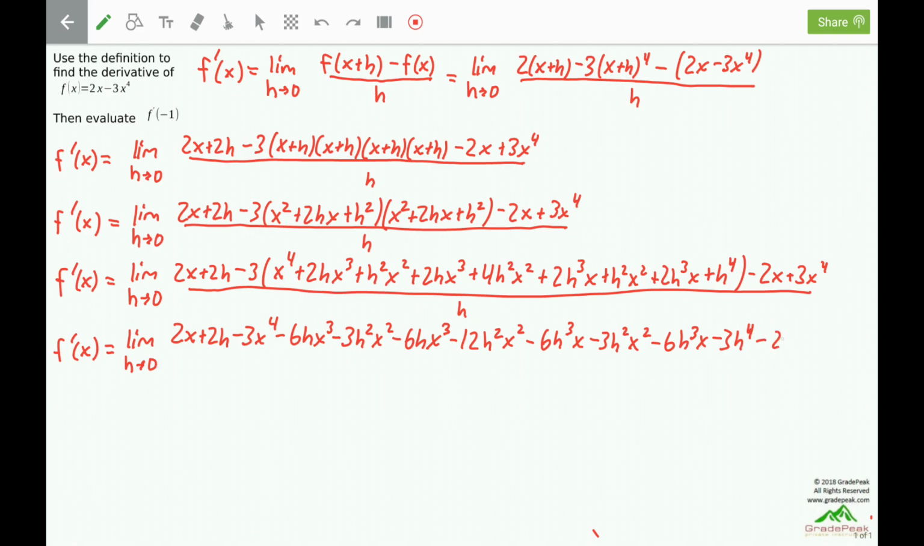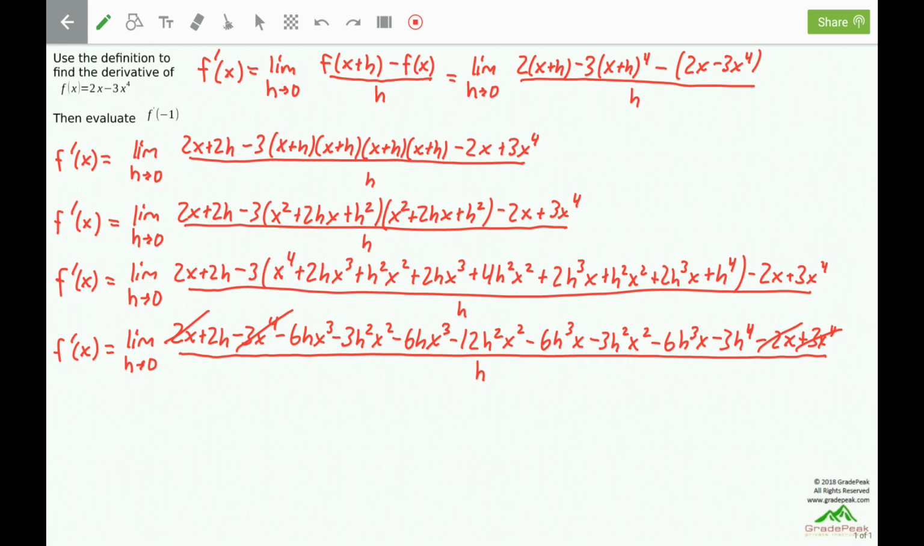And then we have the negative 2x and the positive 3x to the fourth. All of this is divided by h. And now we can combine together any like terms. Any terms that don't have an h in them, when combining, should combine with an opposite sign and cancel out. For example, the very first term here, this 2x, will cancel with the negative 2x, the second to last term. The third term, negative 3x to the fourth, will cancel with the last term, 3x to the fourth. Those were the terms that didn't have h, and they should always cancel.